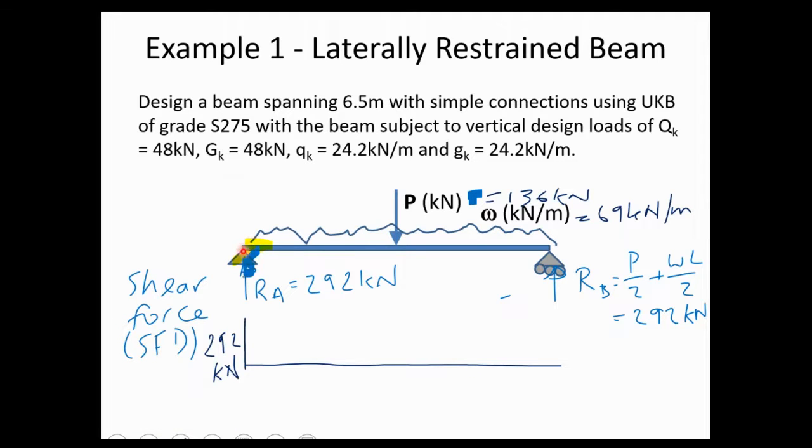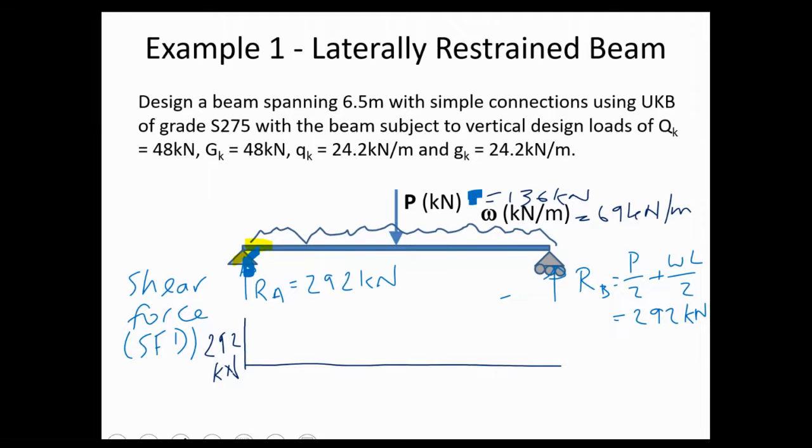292 here straight away, going up. And then as I go along, every meter I move along the beam, the first meter I go along the beam, I will see 69 kilonewtons moving down. Second meter I go along, I see another 69 pushing me down, and so on and so on. So just from the uniform distributed load, every meter along, I will see 69 going down.